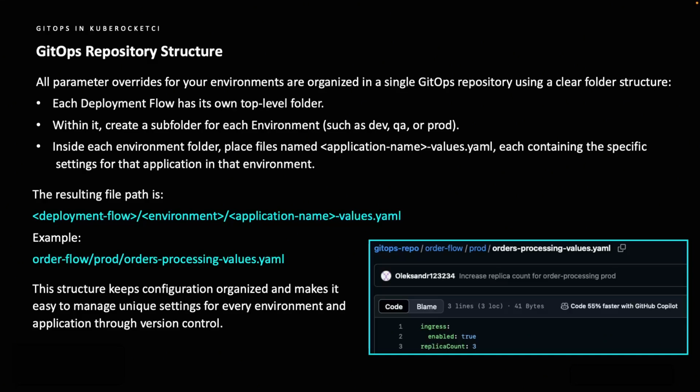Firstly, create a directory with the same name as the deployment flow you want to redefine. Secondly, inside that directory, create another folder with the same name as the environment. And thirdly, create a file named application-name-values.yaml. So the resulting pattern will be deployment flow name / environment name / application name-values.yaml.